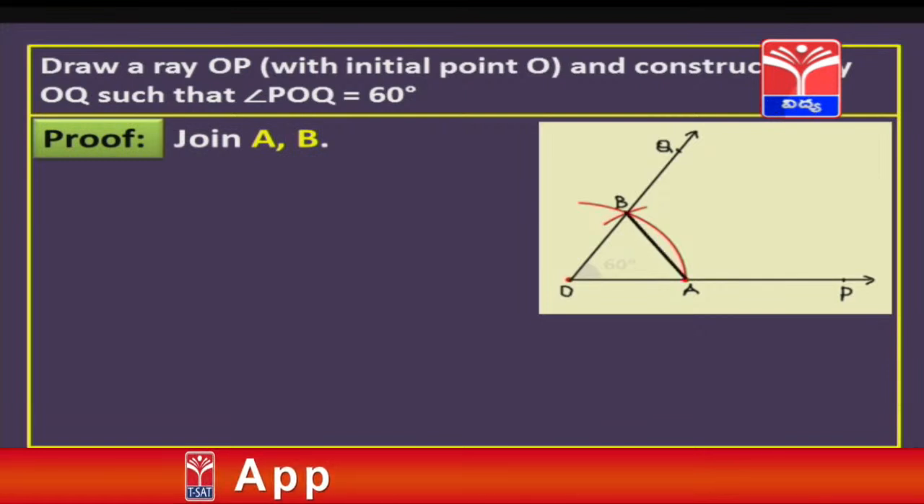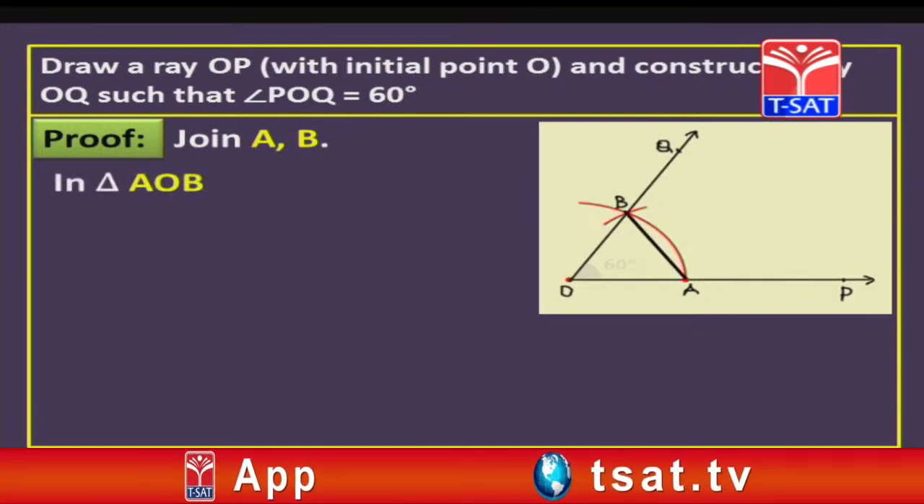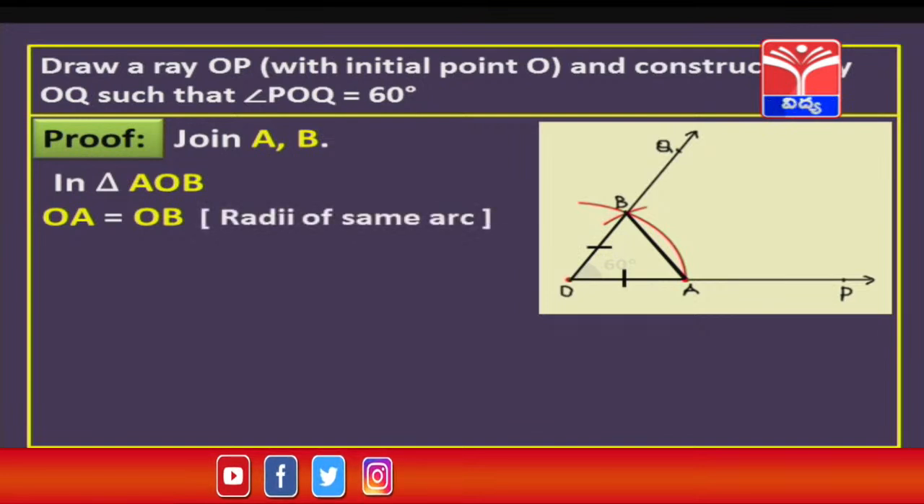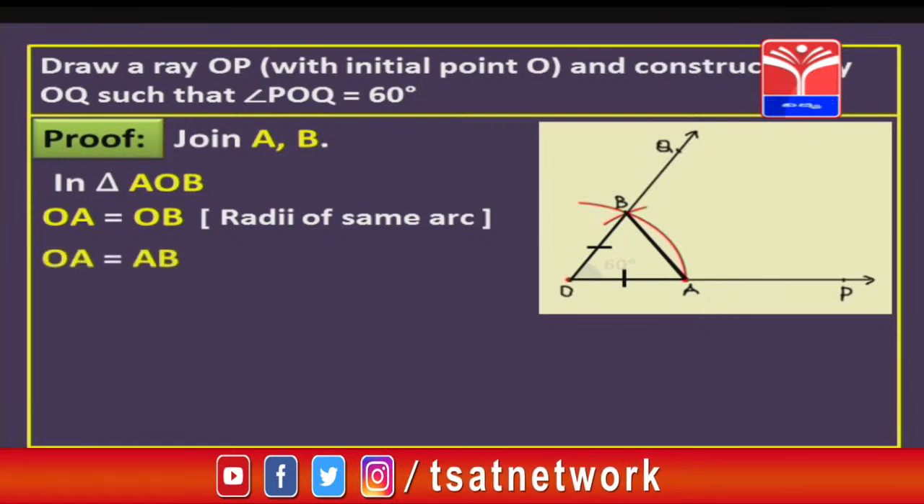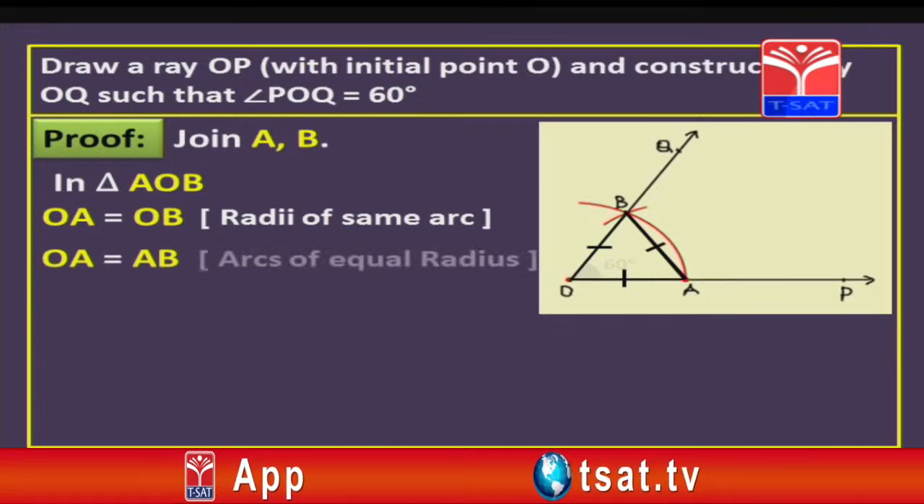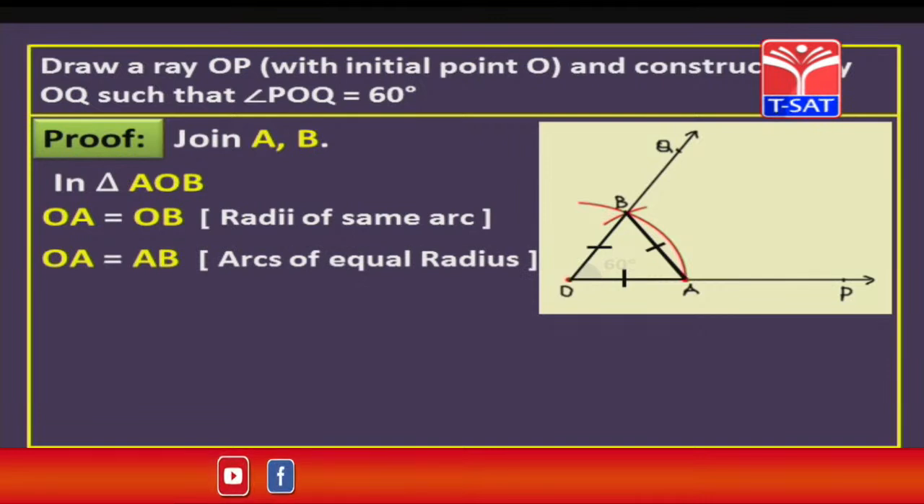I will join AB. Now, if you notice in triangle AOB, can I write OA equal to OB? Why, children? Because radii of same arc. Similarly, I can write OA and AB are also equal, because we have drawn the other arc also from A having same radius. So, arcs of equal radius.